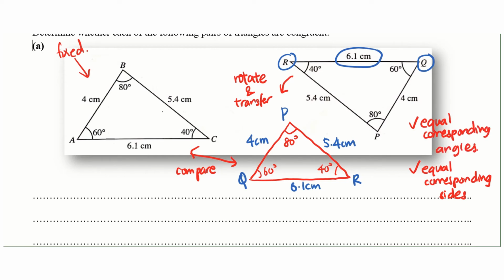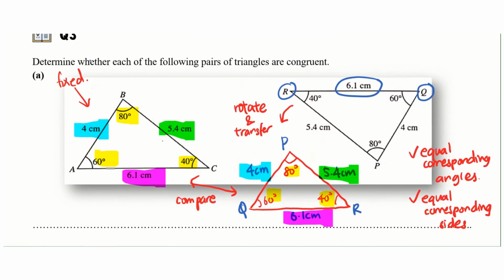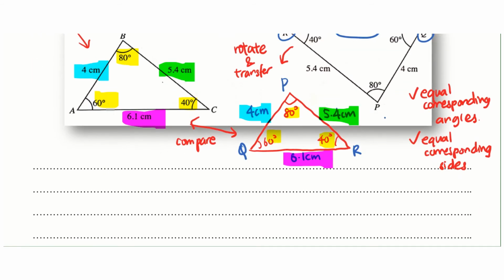So I check for these two, and I find that I have my 80, 60, 40 already in place, and 4 cm matches with 4 cm over here, the correct side, 5.4, 5.4, and finally 6.1, 6.1. So I am able to confirm that they have equal corresponding angles and equal corresponding sides. So to determine whether the two triangles are congruent or not, in this case the answer is yes.